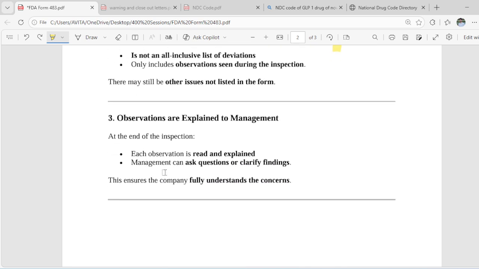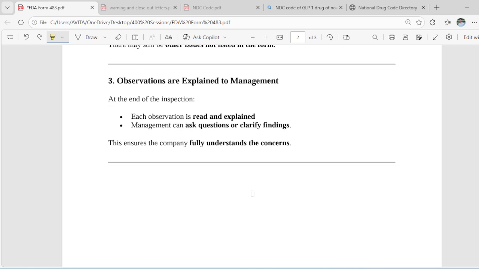Then the observations are explained to the management. At the end of the inspection, each observation is read and explained, and the management can ask questions or clarify the findings. This ensures that the company fully understands what the concerns are.